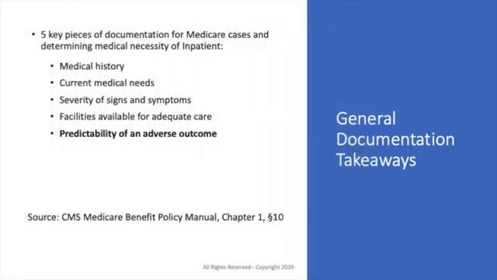In the Medicare Benefit Policy Manual, Chapter 1, Section 10, some general documentation takeaways are given, and that is the 5 key pieces of documentation for Medicare cases and determining medical necessity of inpatient care. Those 5 key pieces are the medical history, the current medical needs, severity of signs and symptoms, the facilities available for adequate care, and the medical predictability of an adverse outcome. We'll get into that in a better definition as we proceed in this presentation.